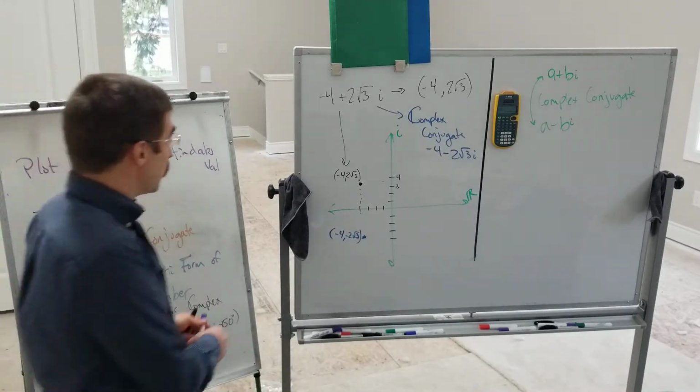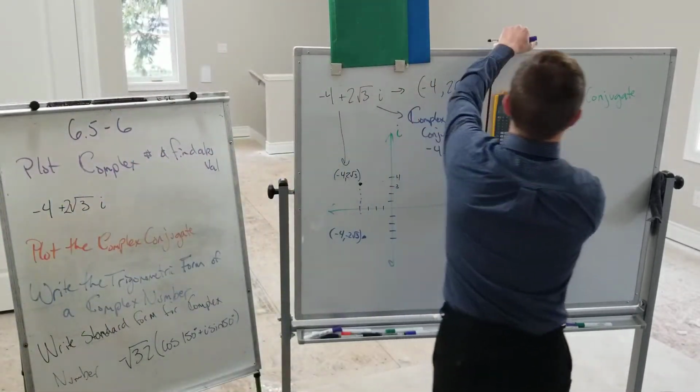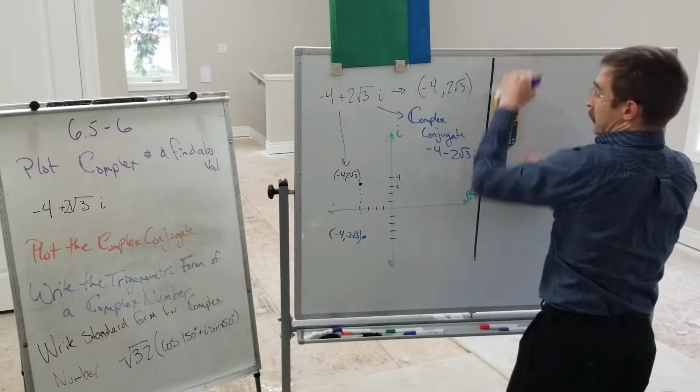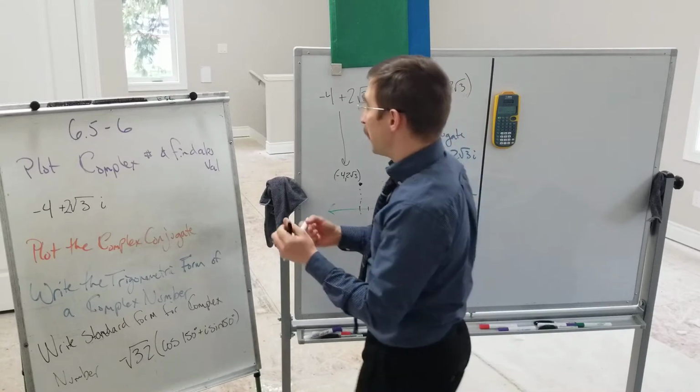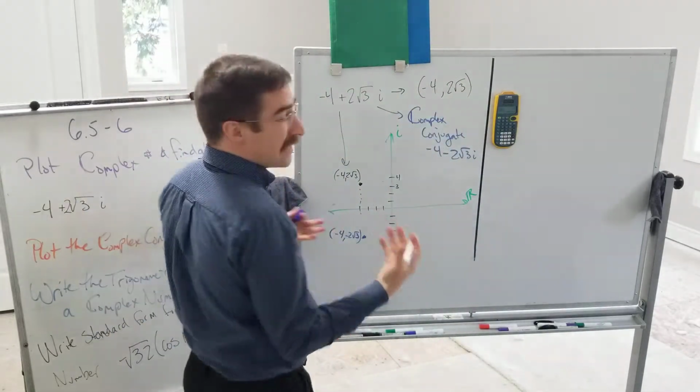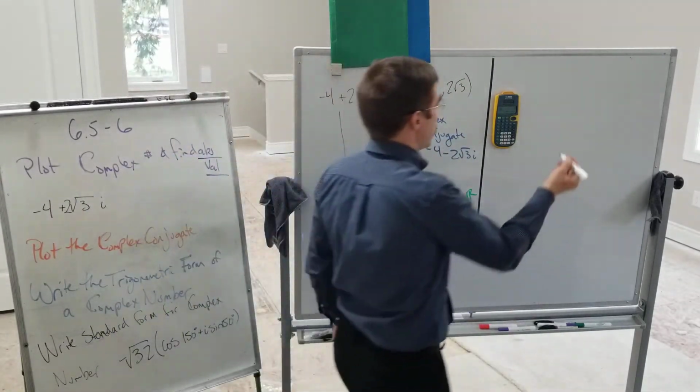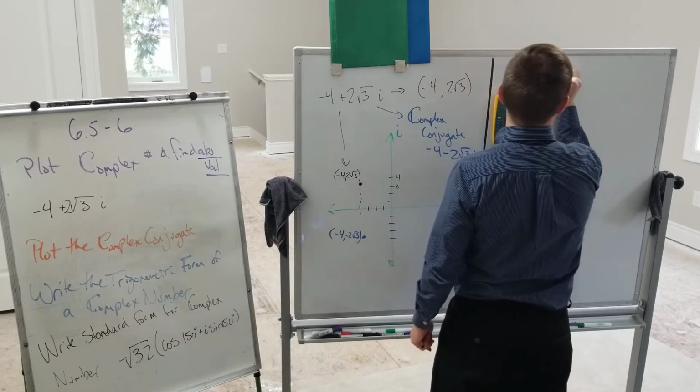All right, so trig form. The trigonometric form, oh, I didn't find the absolute value. My bad, sorry, absolute value. We're gonna need the absolute value to write the trig form. So I'm just gonna go ahead and say trig form.